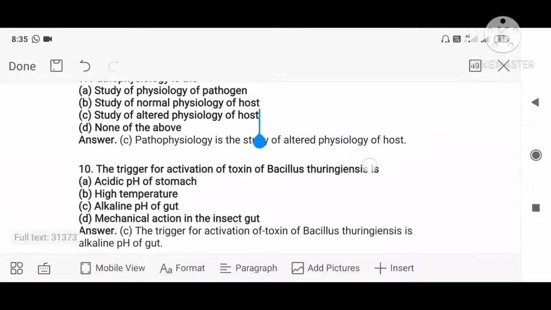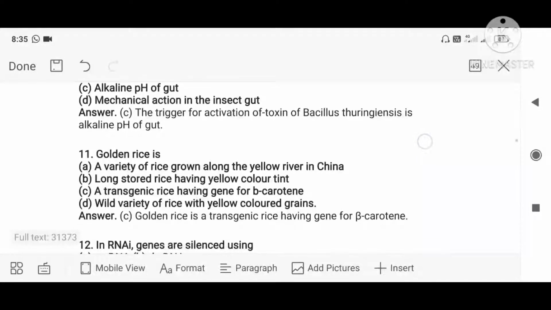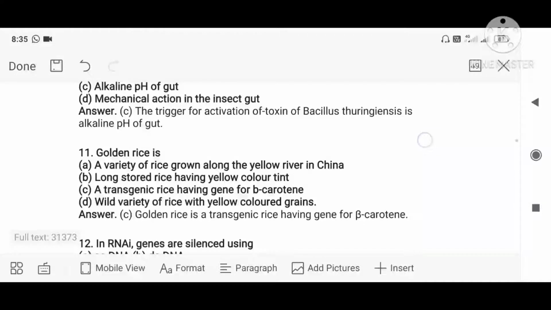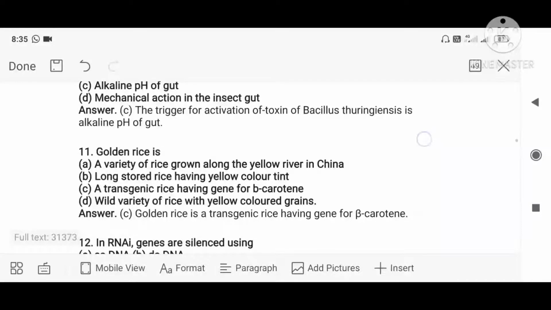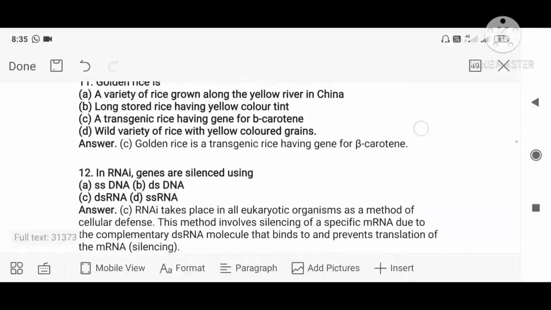What is the trigger for activation of the toxin of Bacillus thuringiensis? You know it is the alkaline pH of the gut. So, the answer will be C, alkaline pH of the gut, right. Golden rice is, you know, a rice which is rich in what? Beta carotene. Okay. So, beta carotene is more in this golden rice. So, the answer will be again C, a transgenic rice. Yes, it is transgenic rice, a GM plant having the gene for beta carotene introduced into the normal rice.